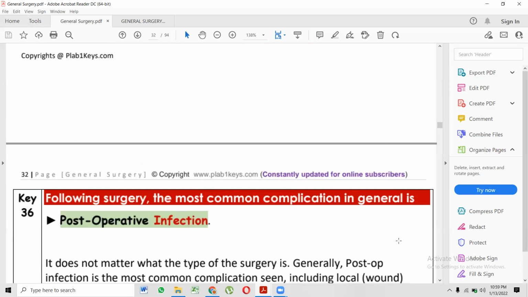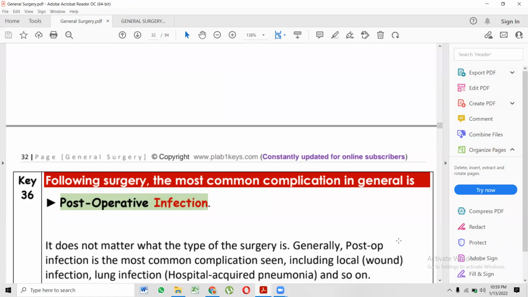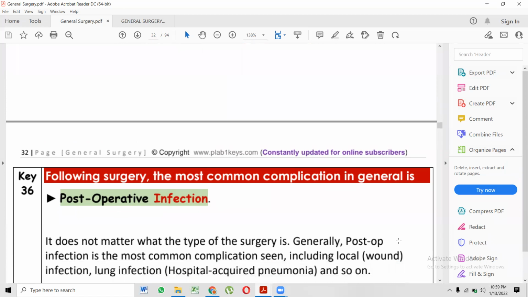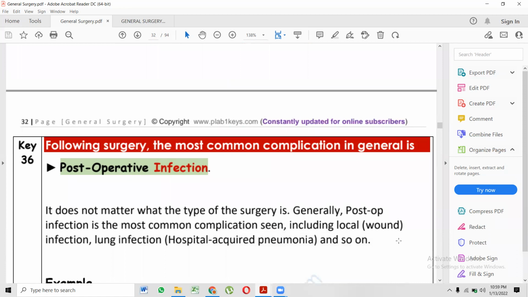Now, the most common complication after surgery is infection. It does not matter what type of surgery is done. If they ask you about the most important post-operative complication, it is infection. Infection can be wound infection, lung infection, or urinary tract infection.